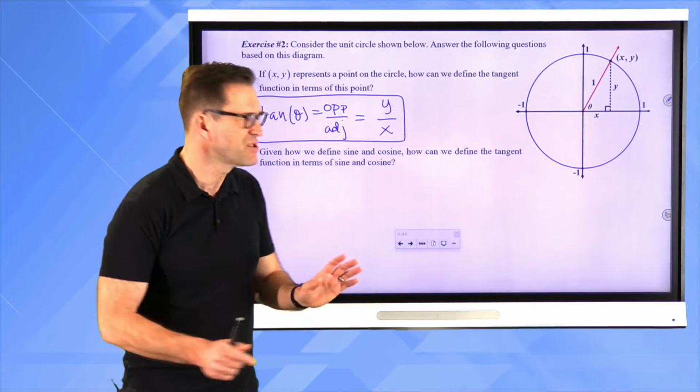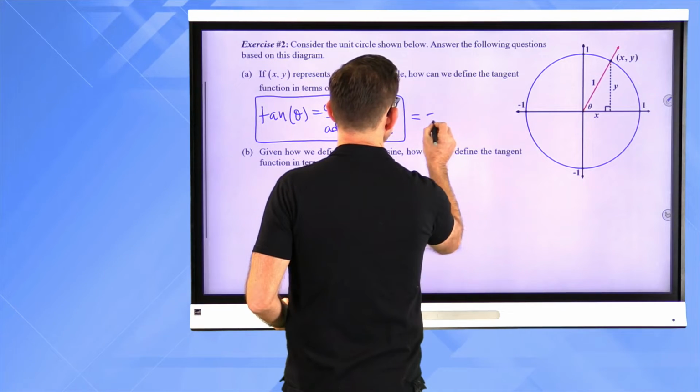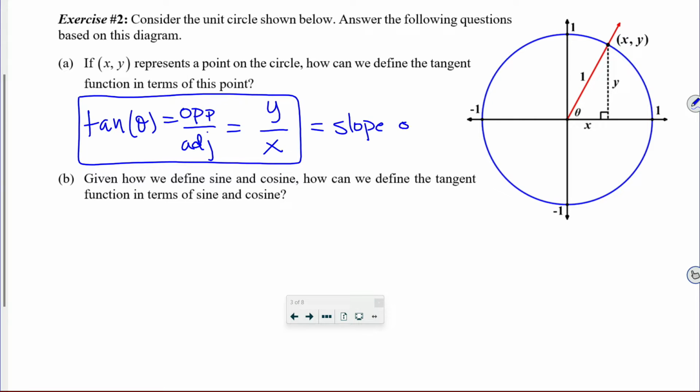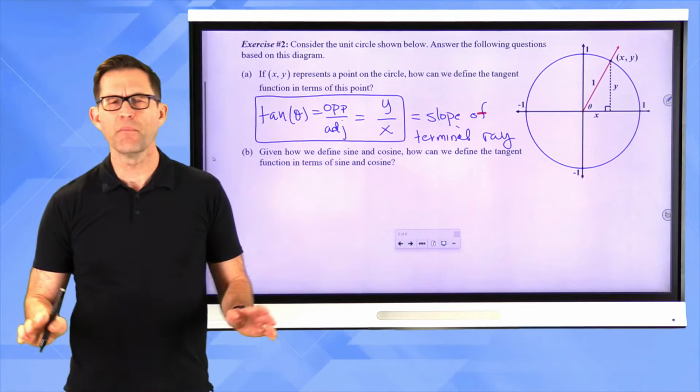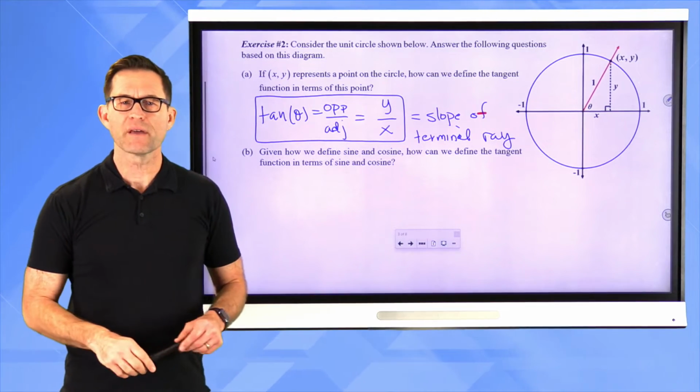But anyway, and so let me actually put that down. The slope of the terminal ray, and I'll come back to that here and there. It's not the most important thing to understand, but it is kind of cool.